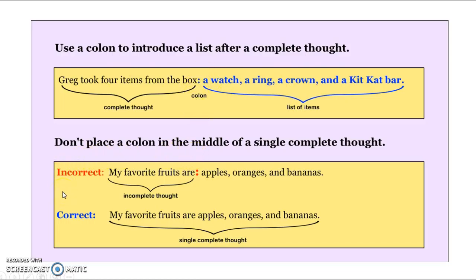Down here we have an incorrect example of colon usage where it says, my favorite fruits are apples, oranges, and bananas. This person has put the colon right there, but notice my favorite fruits are is not a complete thought. It's not an independent clause. That could not stand on its own. So we would not want to put the colon right there.